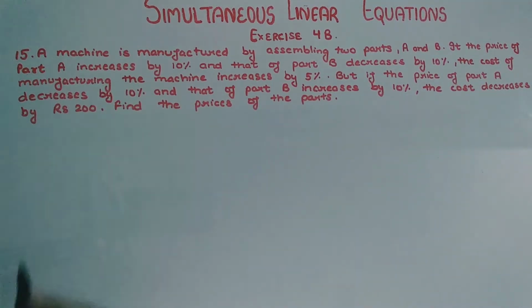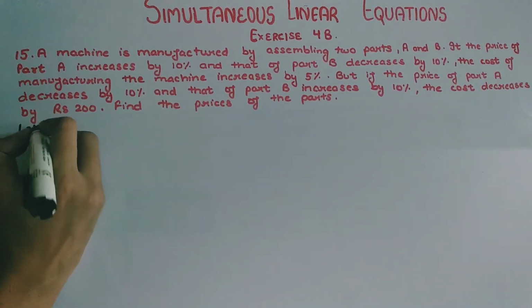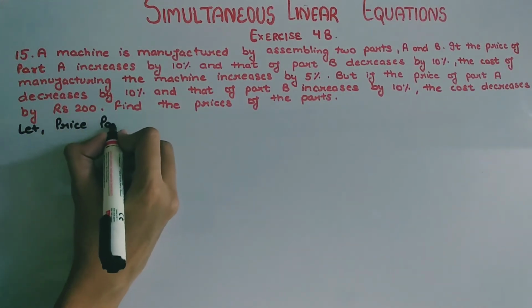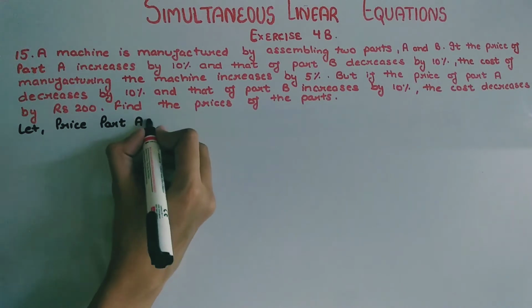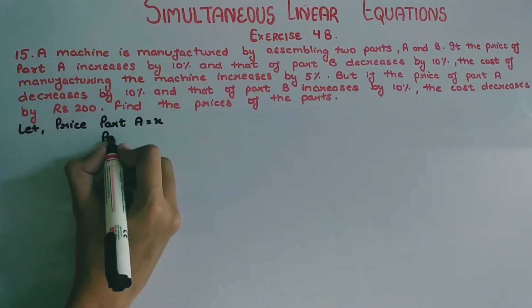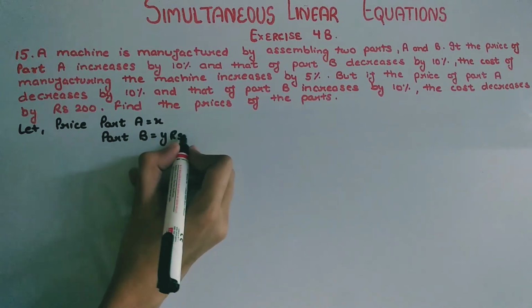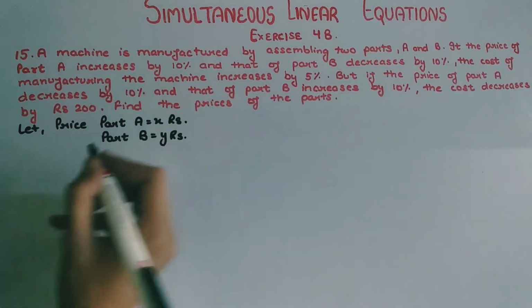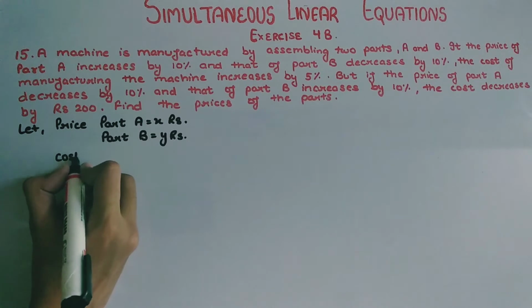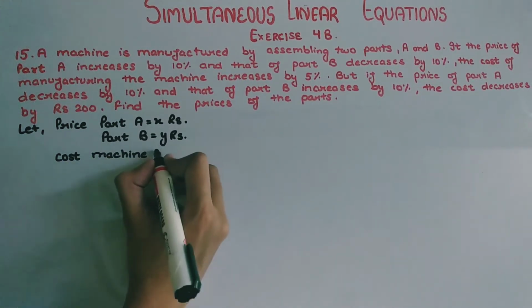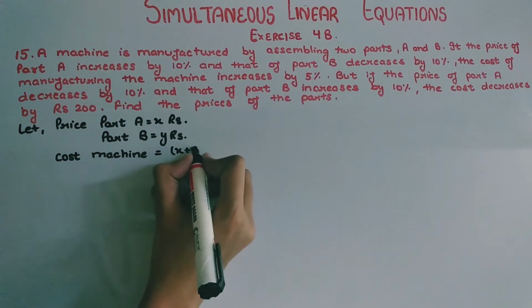First of all, let the price for part A be X and the price for part B be Y rupees. Hence, the cost for machine manufacturing is X plus Y rupees.